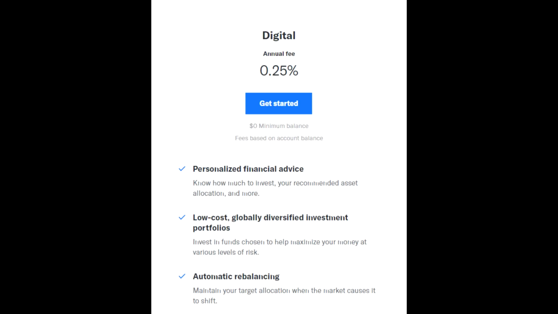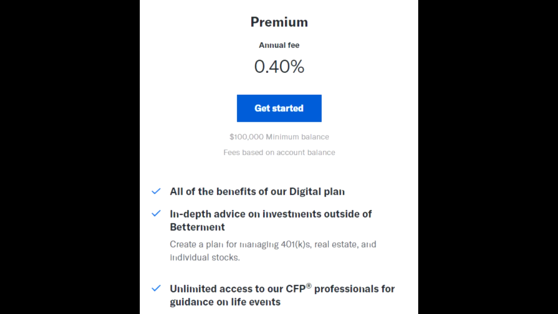I just want to make sure you guys are aware of this though. Every other app we have talked about so far is 100% commission free and fee free. Betterment does charge a small fee for their advisement, and that is a 0.25% annual asset management fee, or if you have over $100,000, they have a plan that is 0.4% asset management fee. And that's pretty common here with these robo-advisors. Pretty much all of them charge some type of annual fee because they are building you a customized investment portfolio.